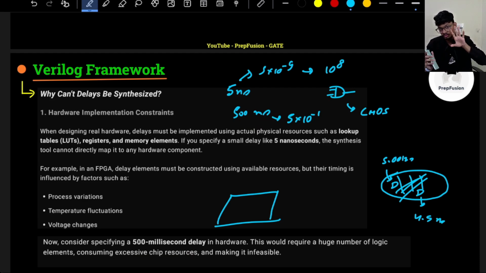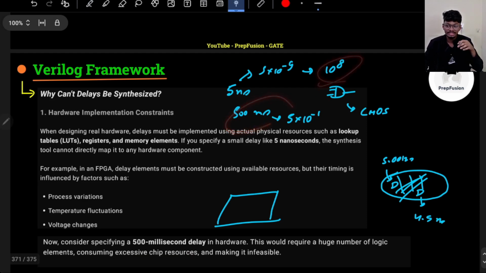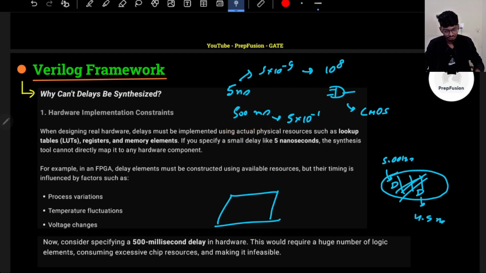In lecture 0 as well, you saw how small the chips are. Obviously you want everything in your hand, right? In this small hand you want to access everything. So to develop that technology, we cannot take too much space. Now to develop a delay of 500 milliseconds, I have to use 10 raised to power 8 NAND gates.